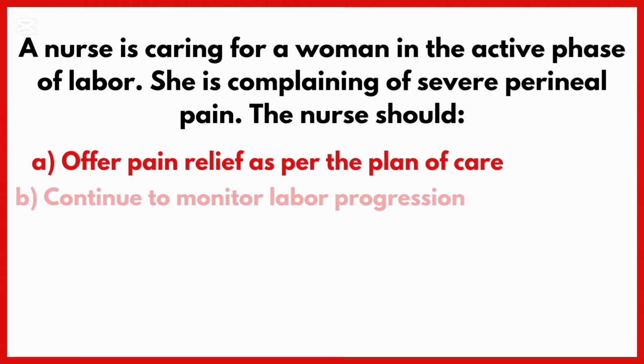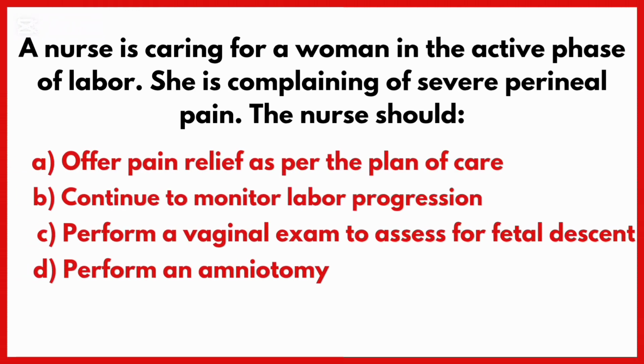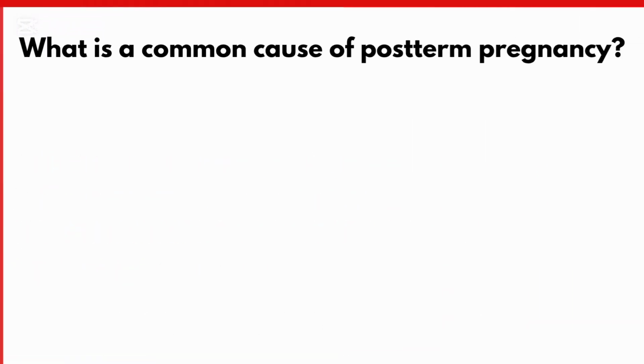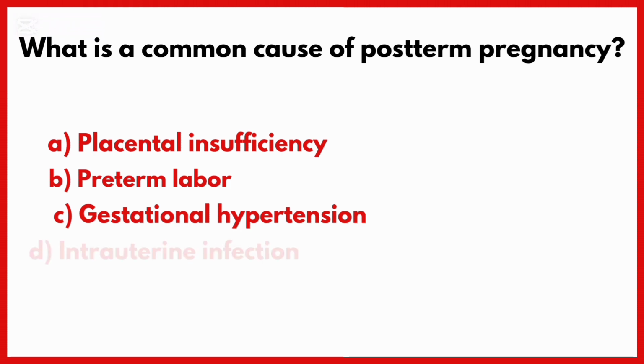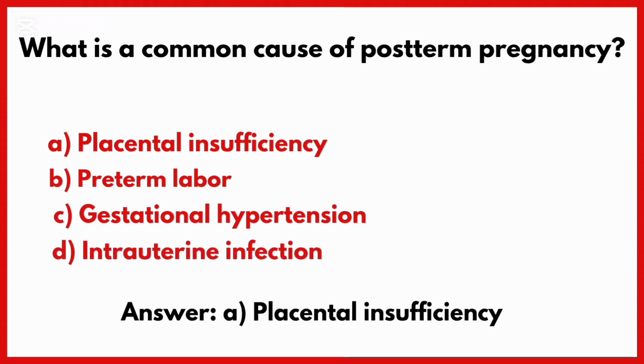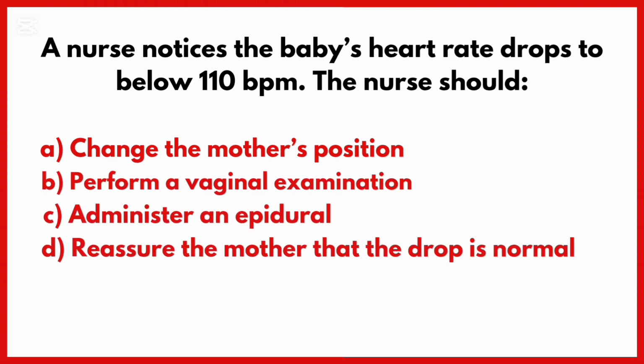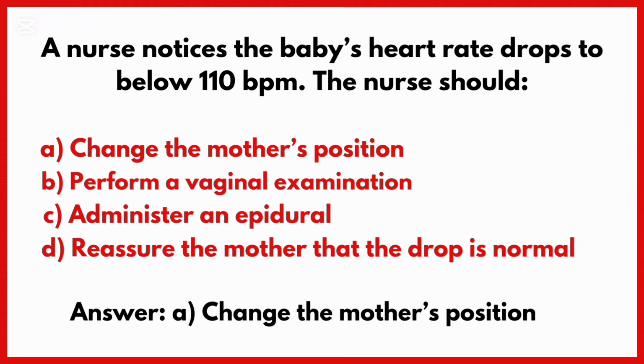A nurse is caring for a woman in the active phase of labor. She is complaining of severe perineal pain. The nurse should. Correct answer is option A. What is a common cause of postterm pregnancy? Correct answer is option A, placental insufficiency. A nurse notices the baby's heart rate drops to below 110. The nurse should. Correct answer is option A, change the mother's position.